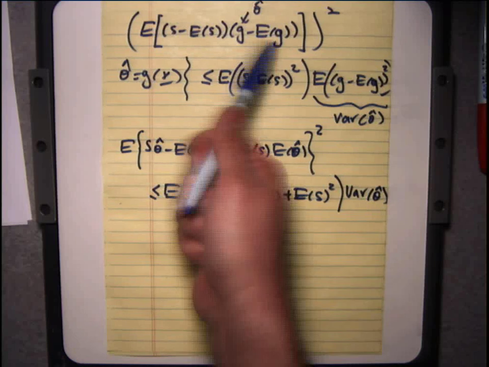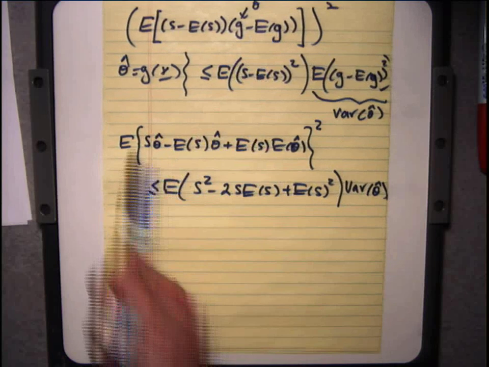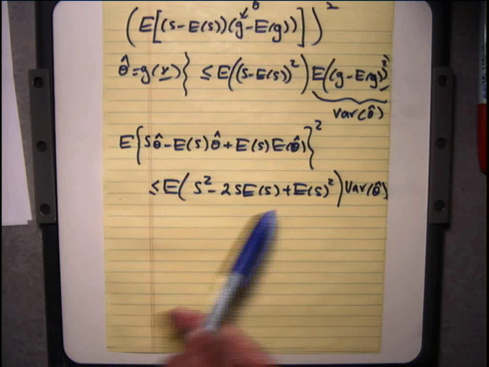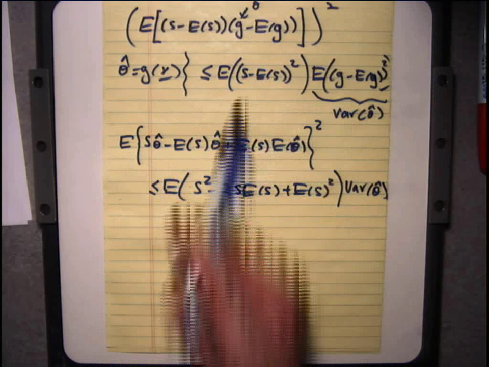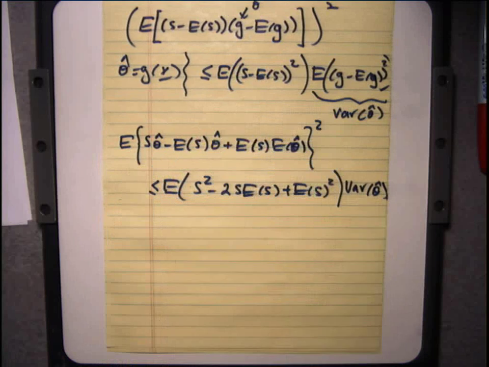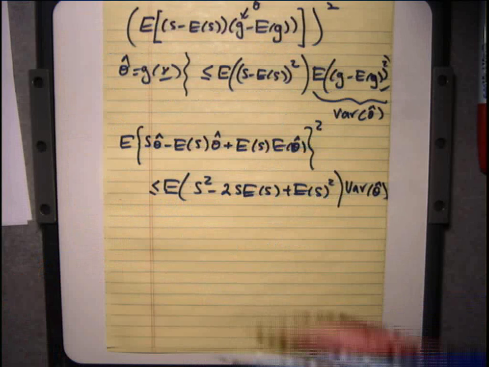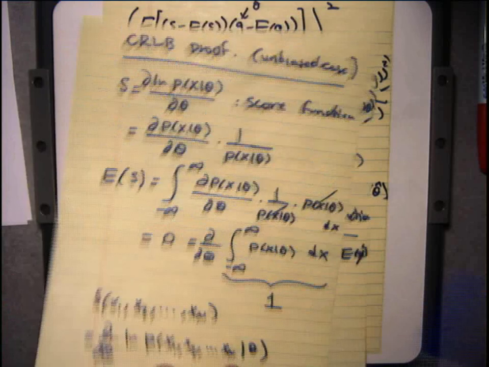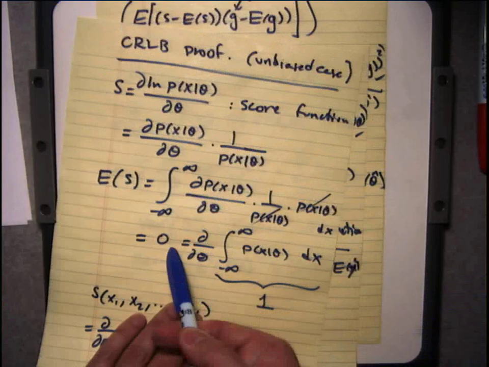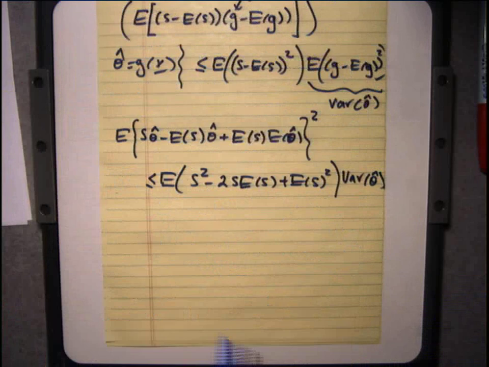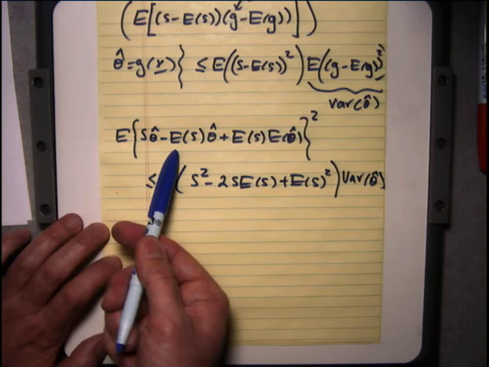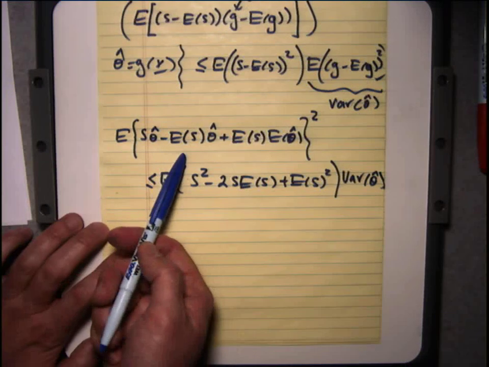So I've multiplied these out. That's this left-hand side. And then the right-hand side is expanding this guy out. All right, so what's going to make things simple now is the fact that the expected value of s is equal to 0. Okay, so we're going to use this. This is going to be going to 0.